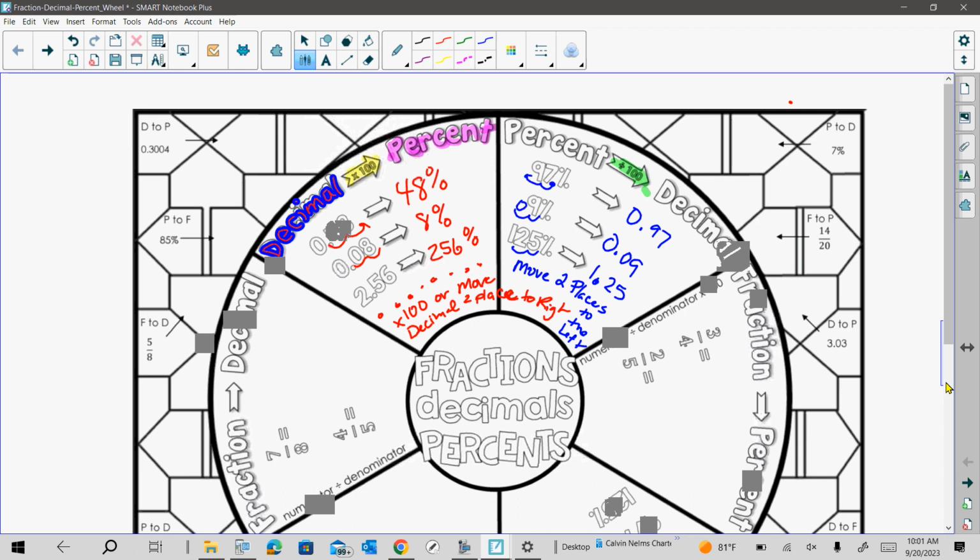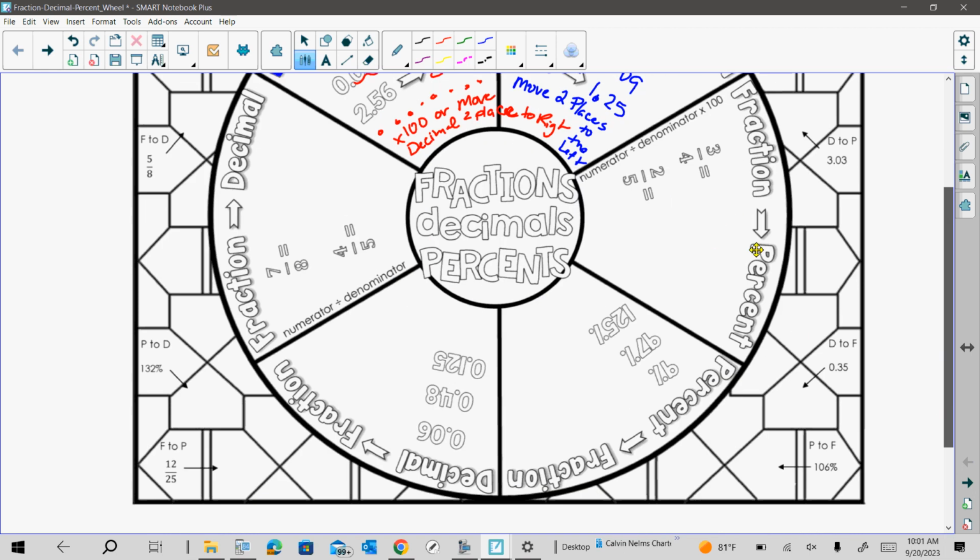Alright, so for fraction to percent. The key to go from fraction to percent right here says numerator, divide by the denominator, and then times 100. Okay, this is what we have to do for this one.